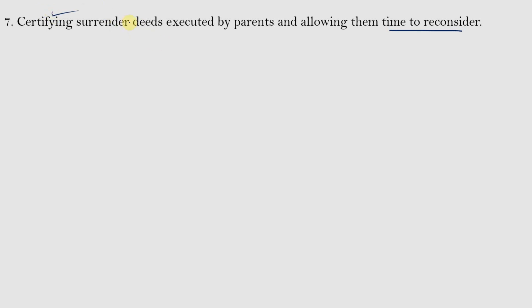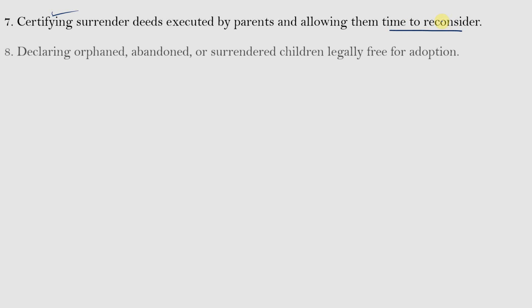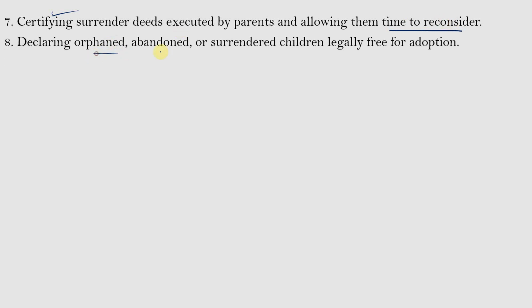And it shall also provide some time to reconsider their decision. And the next is declaring orphaned, abandoned, or surrendered children legally free for adoption. So when the committee finds any child who is orphaned, abandoned, or a surrendered child, then the committee shall have the right to declare the child to be legally free for adoption. That is, those children can be adopted by any other parents.